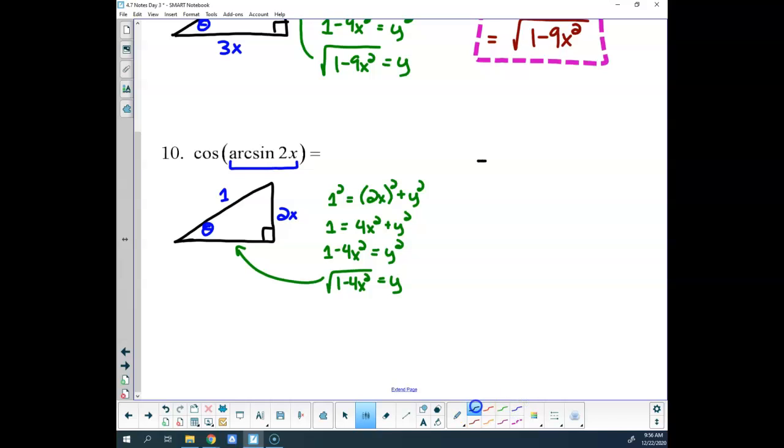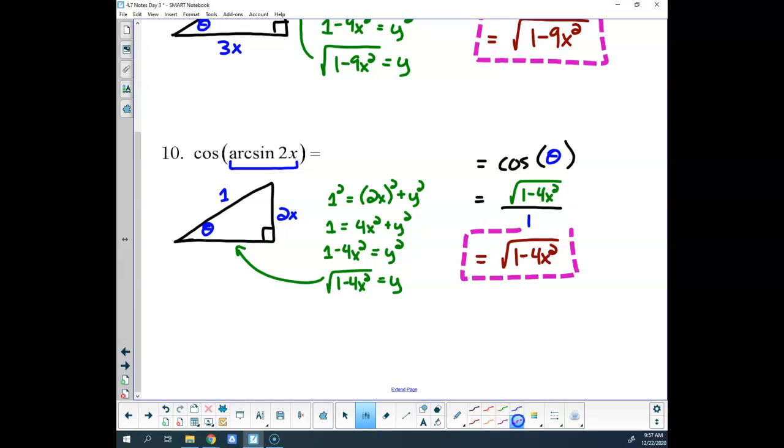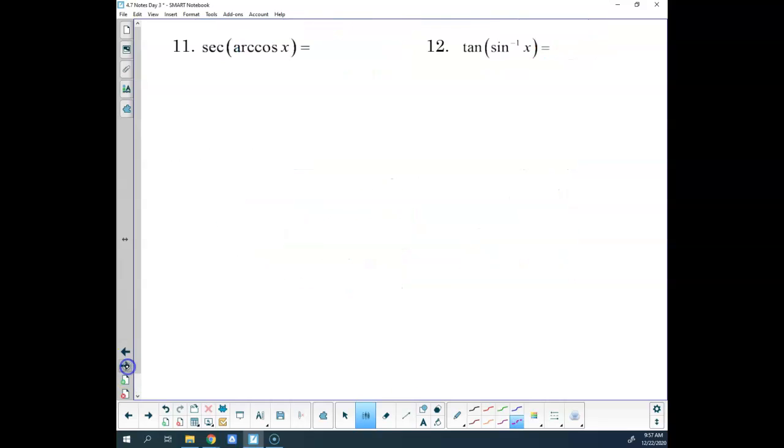So this is then the cosine of theta, which is going to be the adjacent side over the hypotenuse, or simply put, just the square root of 1 minus 4x squared. Love it? Try those two on your own.